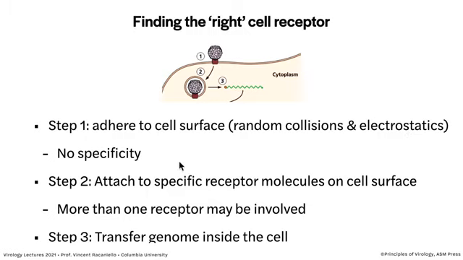There's no specificity. If they happen to hit the right cell, and the right meaning it has a receptor for that particular virus, then the virus particle will attach to the receptor. And sometimes it's more than one receptor protein. And then the next step is that the genome gets inside of the cell. And in some cases, as you'll see, the genome enters right at the plasma membrane. Sometimes the whole particle is taken up and it gets out from within the cell. But the key here is that there is specificity.